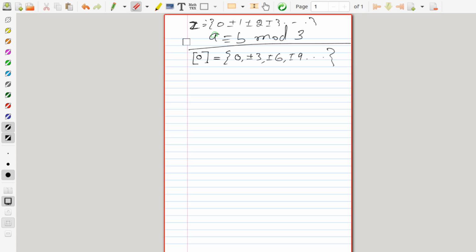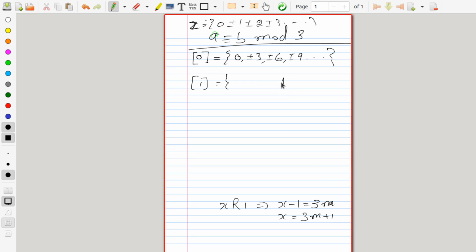Now, what about the equivalence class of 1? The equivalence class of 1 obviously contains the element 1. Then what are the remaining elements? We are looking for the set of all elements which are related to 1, or in other words, x minus 1 is a multiple of 3, or x is equal to 3m plus 1.